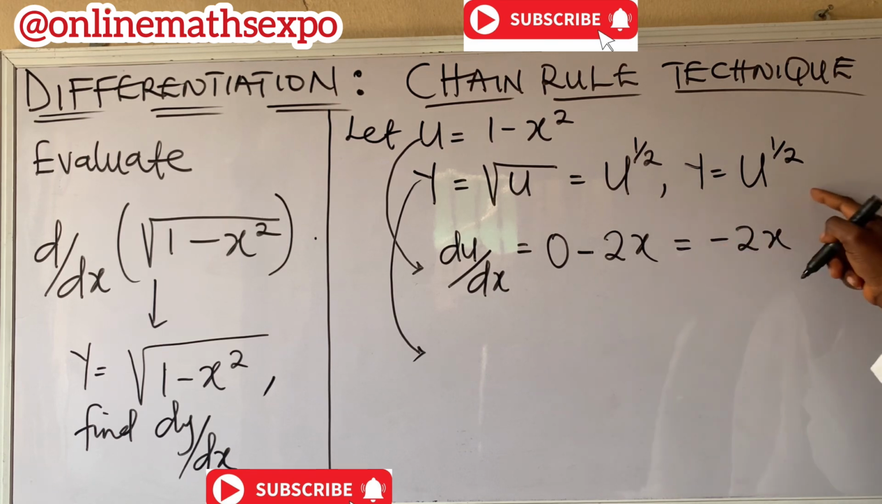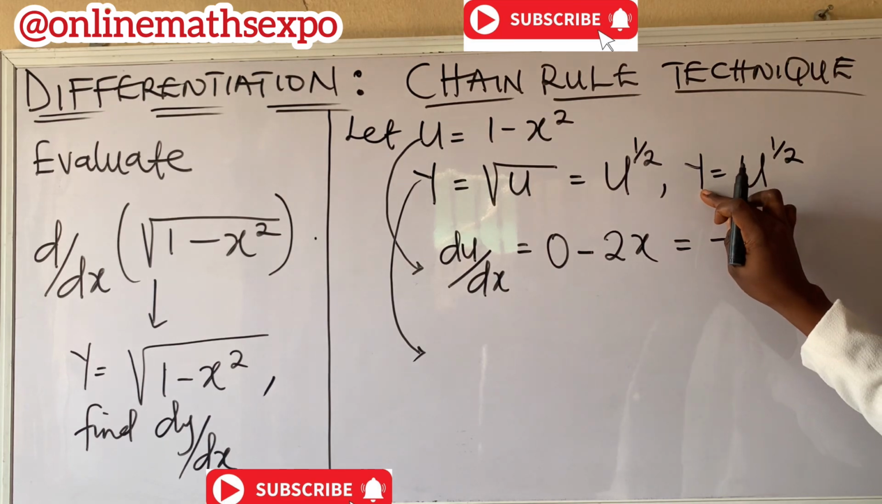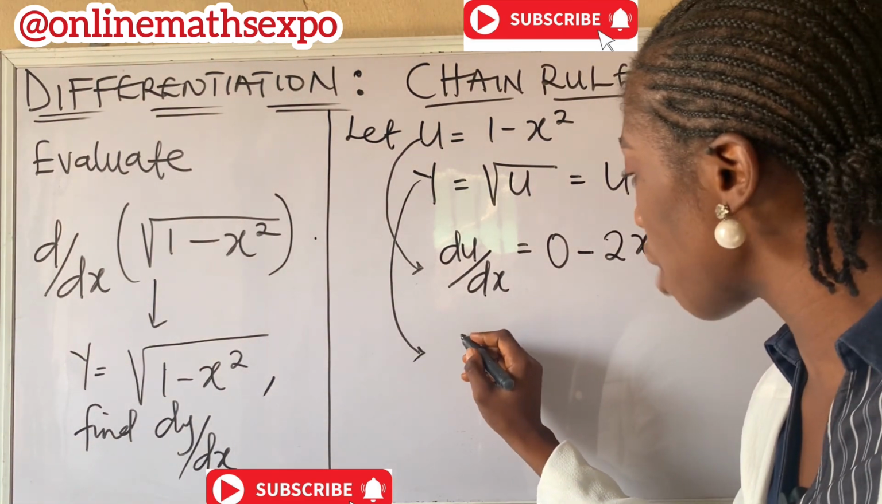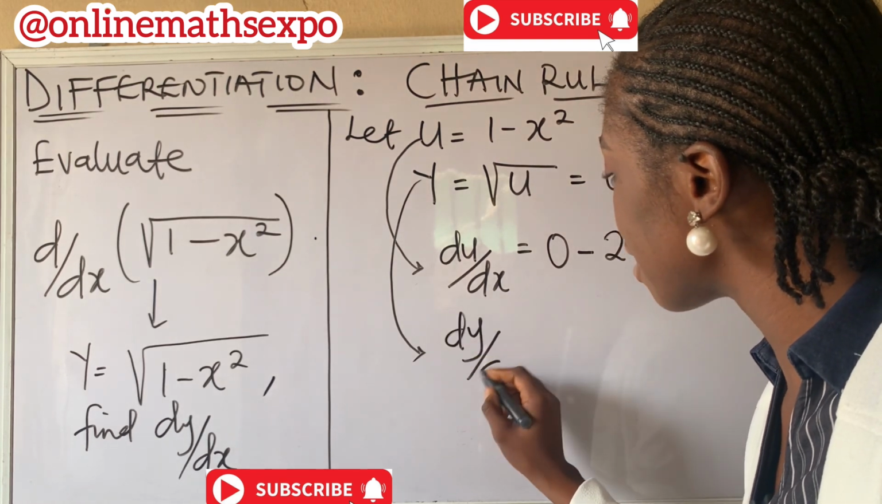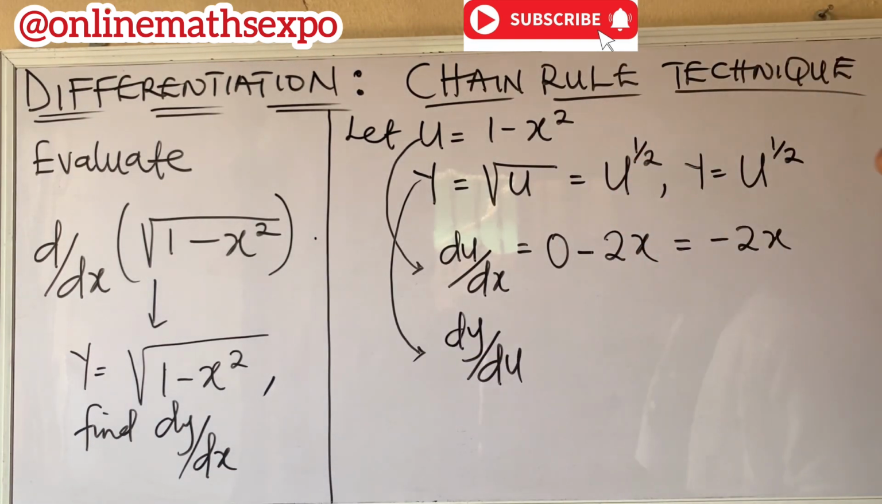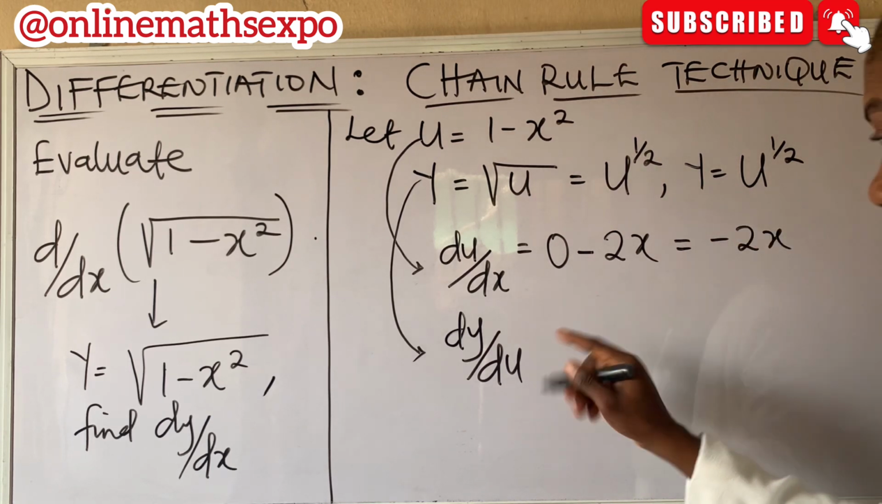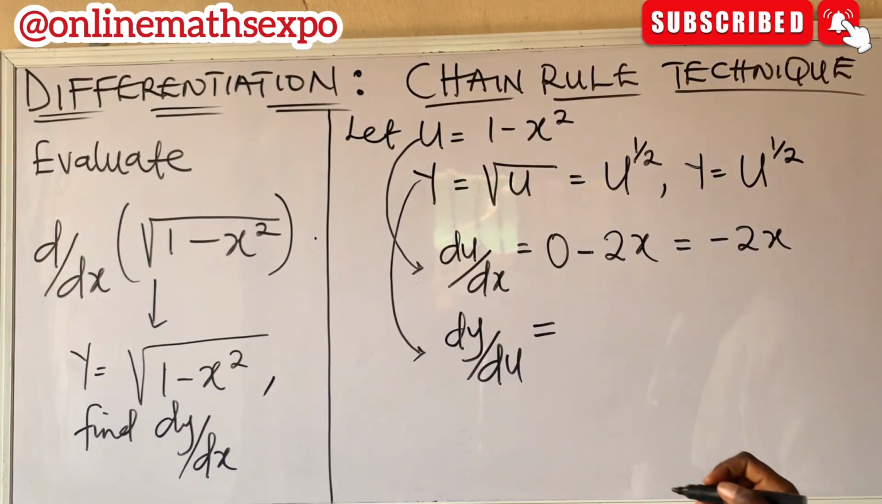Okay, so this is what you want to differentiate. Now, what do you do? If it is a function of y and u, what will you call it? You're going to name it dy du. Did you get? This is y and u, so you name it dy du. And if you are differentiating it, what do you have?